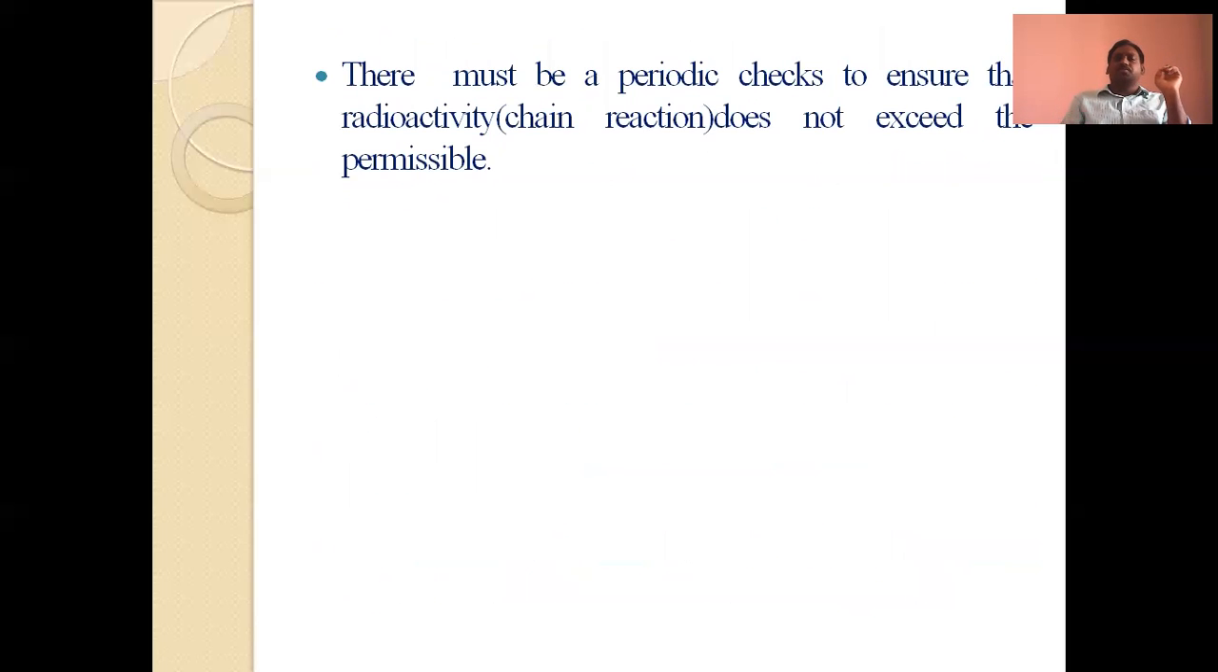And one more thing is that there must be periodic checks to ensure that radioactivity or chain reaction does not exceed the permissible limit. That means the heat generated from the nuclear fission does not exceed the permissible limits. That's why we cannot generate the power from the nuclear power plant as per the requirement of load. That's why a nuclear power plant is a base load power plant, but a thermal power plant is a peak load power plant. Why the nuclear power plant is a base load power plant is this is the reason.